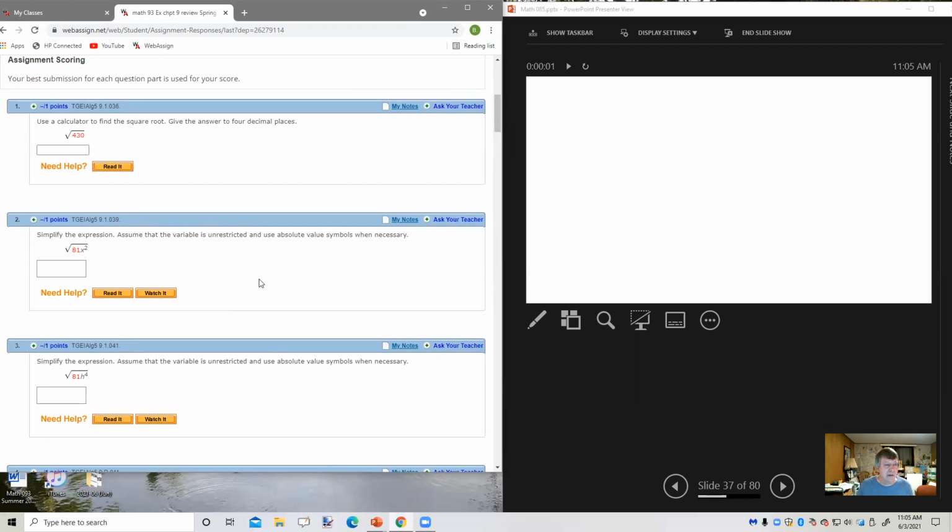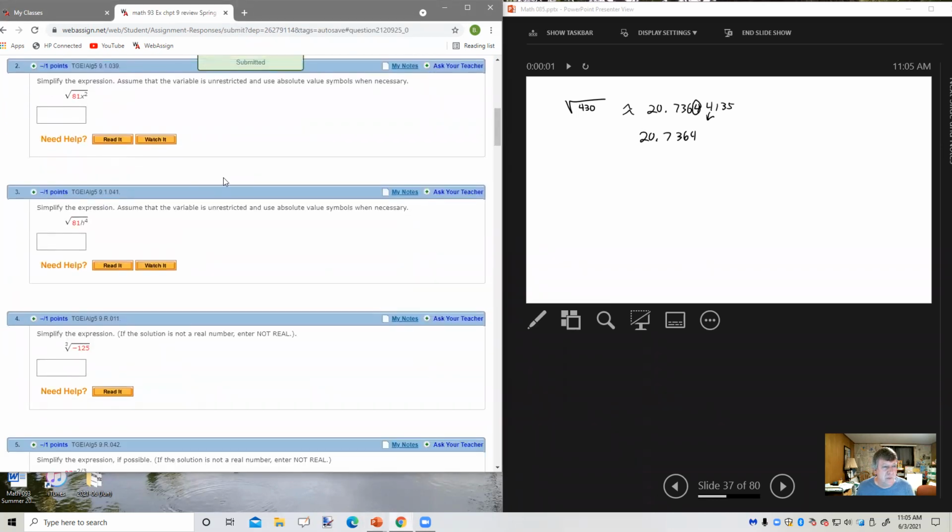All right, this says use a calculator to find the square root. The square root of 430, giving the answer to 4 decimal places. I get 20.73644135. 4 decimal places would be here. The 4 would round down, so 20.7364.